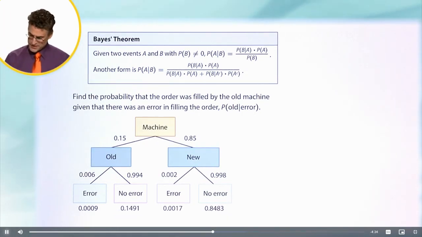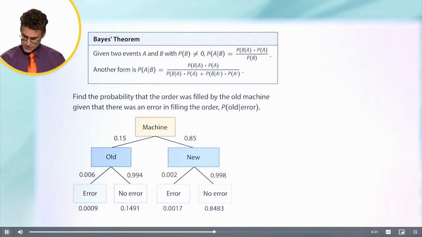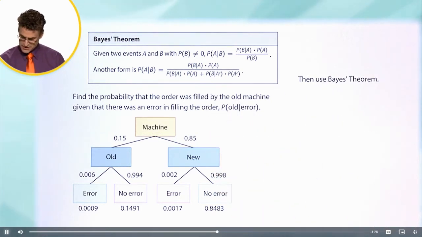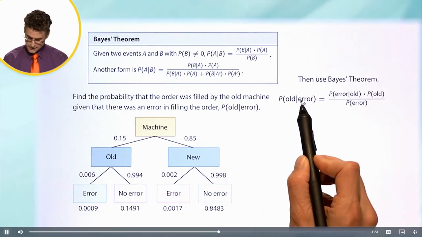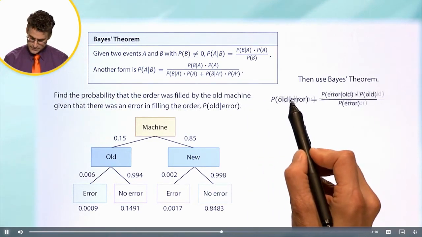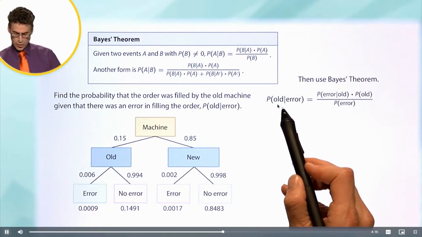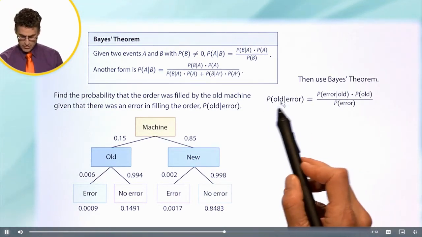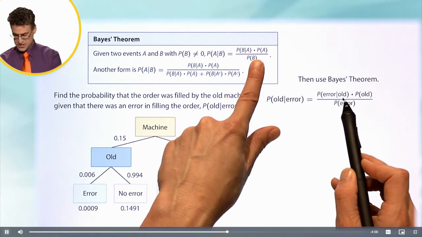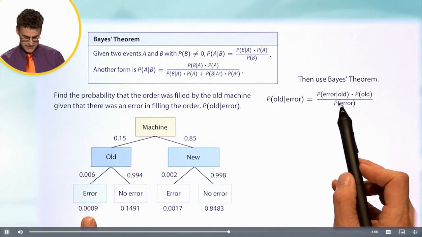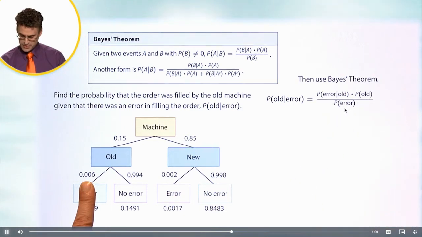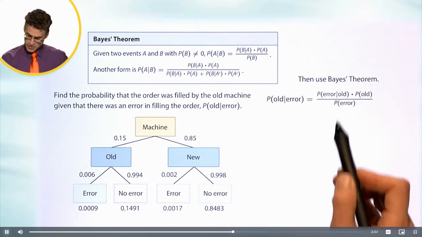Okay, now we can put all this together. We made the tree diagram, and now we can actually use Bayes' theorem, because we see that, if I slide all this over a little bit, the probability of having an old machine, given that we have an error, which is what we're trying to figure out, is equal to the probability that we have an error given that the machine is old, and that we actually know. That probability we know is right here, times the probability of the old machine divided by the probability of an error. So let's put all the numbers in here.